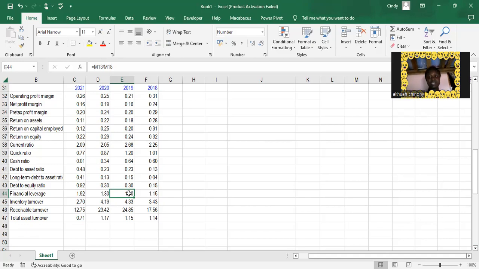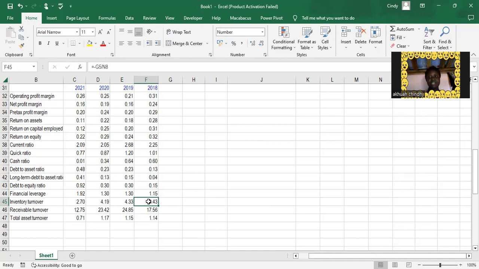You get it? So the last one I'll talk about is the inventory turnover. The inventory turnover, as I said earlier, is about how many times within a period a business is able to sell its inventory. So in 2018 it was 3.43, which is telling us that the business was able to sell its inventory 3.4 times within that period.